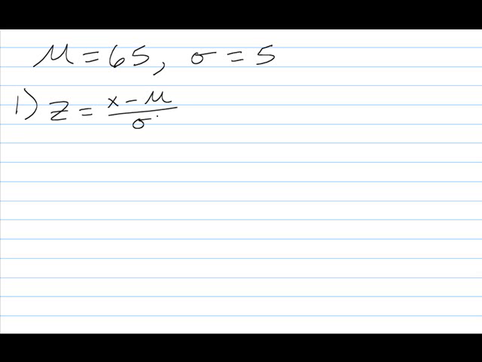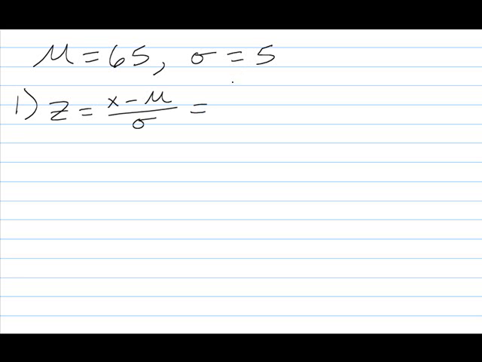So in this case, we're interested in a situation where we have a mean of 65, that's mu equals 65, and a standard deviation, or sigma, equal to 5. So we're going to calculate the z-score. In the first situation, we want a z-score for a value of 70. So z in general is equal to x minus mu over sigma.